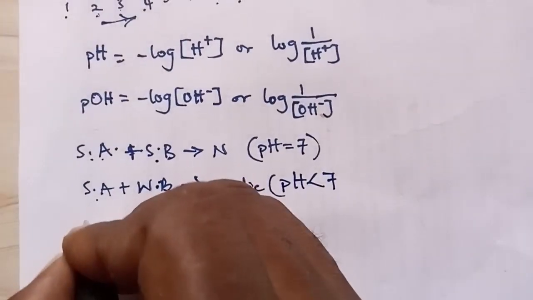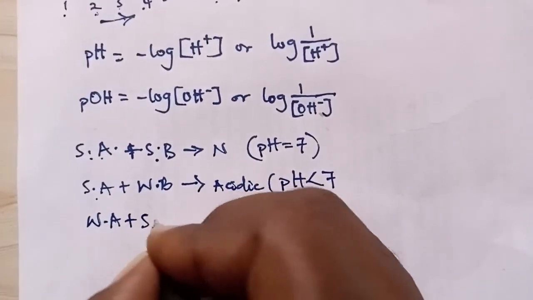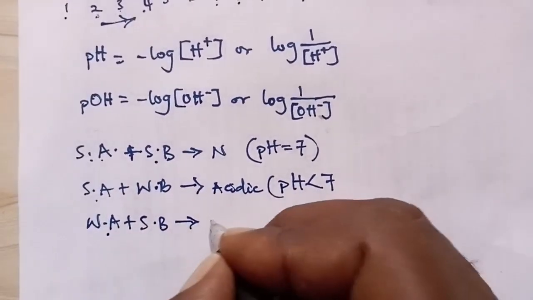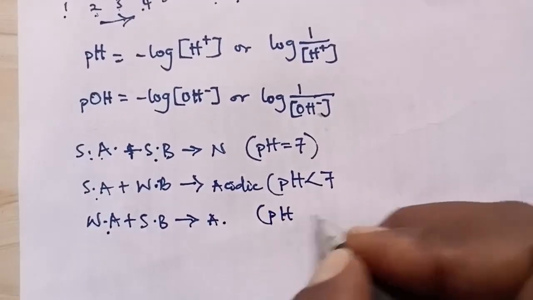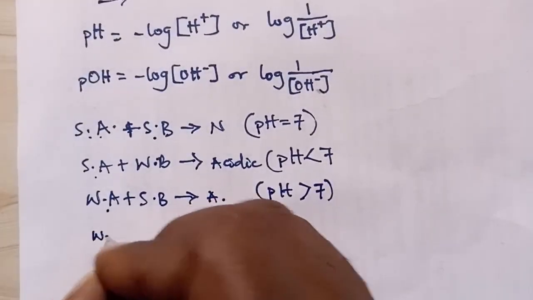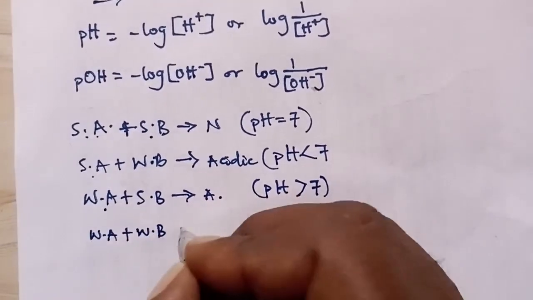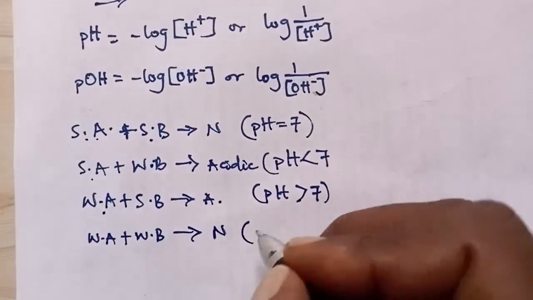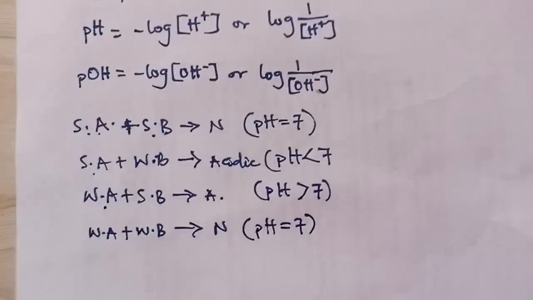And if we have a weak acid, for example, against a strong base, this will overpower this, and because of that, it will be alkaline, and then the pH will be greater than 7. But if we have a weak acid against a weak base, we're going to have a neutral as well, and then because of that, pH will be equal to 7, neutral.